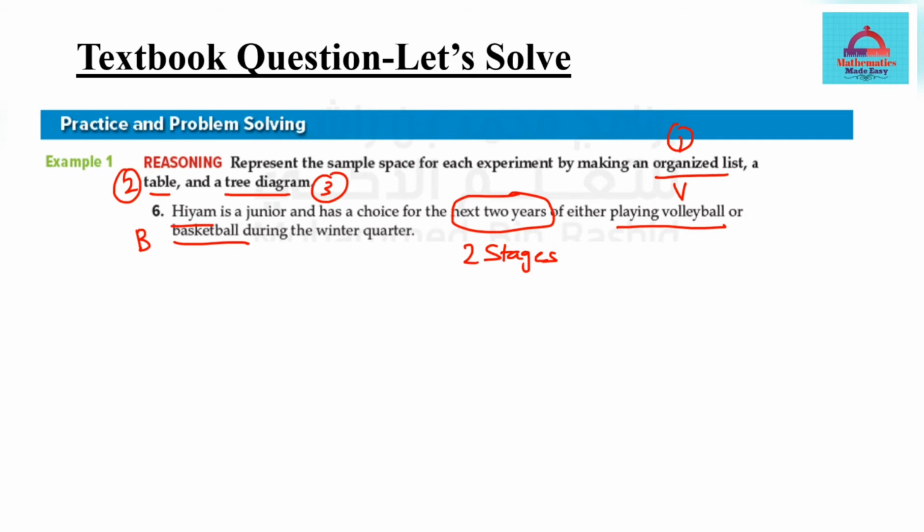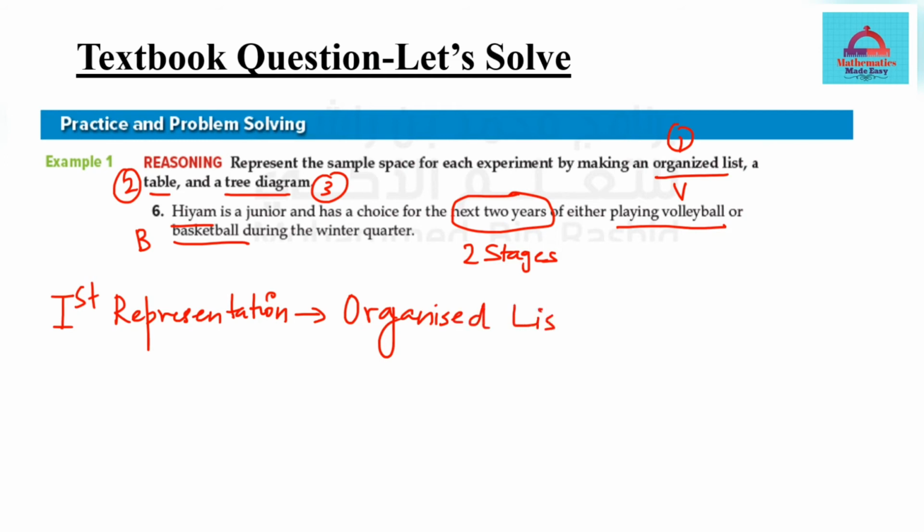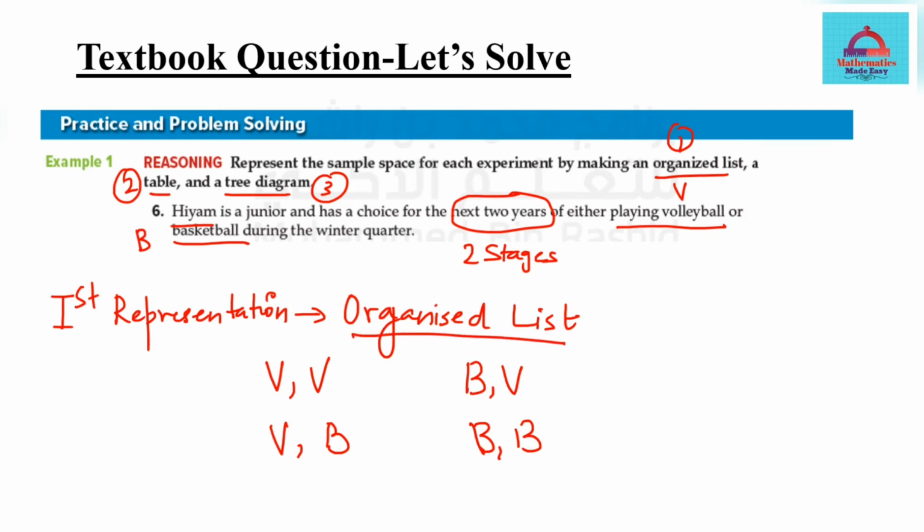So let's do the first representation, and in this representation we are going to write in the form of an organized list. Okay, so if I have to write an organized list, either V and V can be both options, or V and B, or B and V, or B and B. So these are the 4 possible representations for the first part of the organized list.